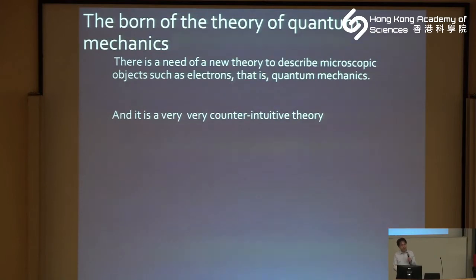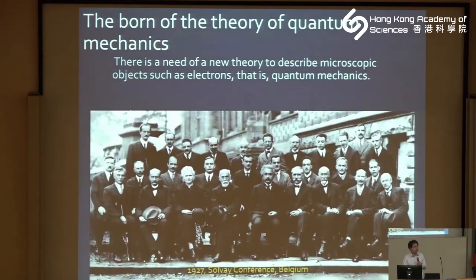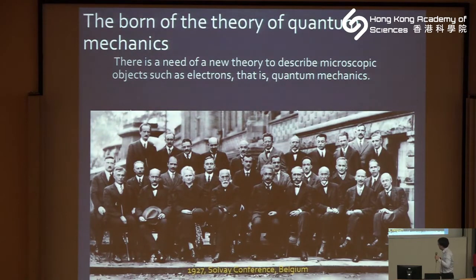It took people almost 3 decades to fully formulate quantum mechanics. This is a very counterintuitive theory. And this is a very famous picture. The people here, I'm sure you know many of them, like Einstein, sitting in the middle, of course. Behind him was Schrödinger. Then you have Heisenberg, you have Planck. These are the fathers, and many, many others, like Dirac, Niels Bohr, de Broglie, Pauli. These are fathers of quantum mechanics. Because of the effort of these people, who spent almost 3 decades trying to find a theory which can describe microscopic objects like electrons, we can answer questions such as why atoms are stable.